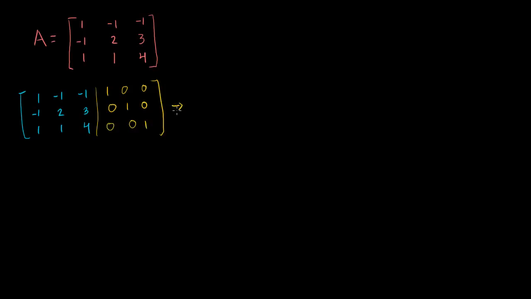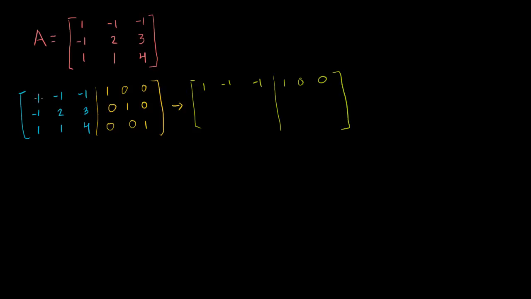Now, if I want to get A into reduced row echelon form, I'll keep the first row the same for now. Let me keep my first row the same, the entire first row: 1, minus 1, minus 1, augmented with 1, 0, 0. Let's replace the second row with the second row plus the first row.